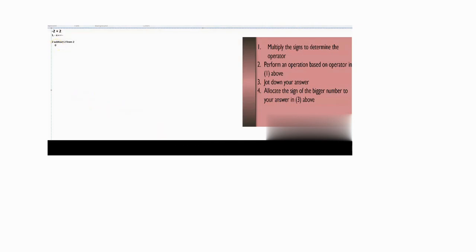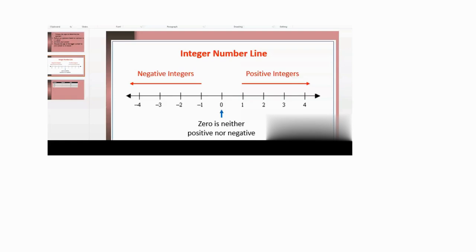Remember the number line in our previous lesson. Let me get it here. Here it is. 0 is in the middle. 0 is the figure that separates the positive numbers from the negative numbers. So it is neither positive nor negative. Okay, let's move on to the next question in the list.